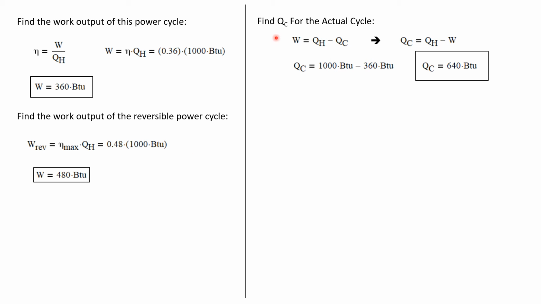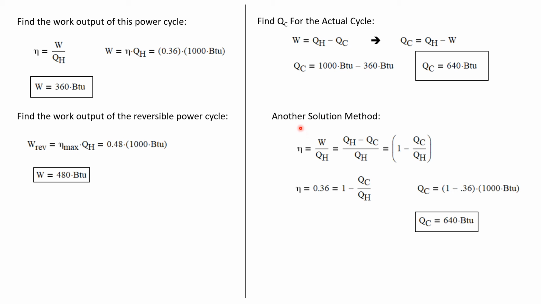Now let's find the heat transferred to the cold reservoir, and this we'll do for the actual cycle. An energy balance yields that W is QH minus QC. So let's rearrange and solve for QC, which is QH minus W. QH is given, and we calculated the work for the actual cycle at 360 BTUs. So that gives us a value of QC of 640 BTUs.